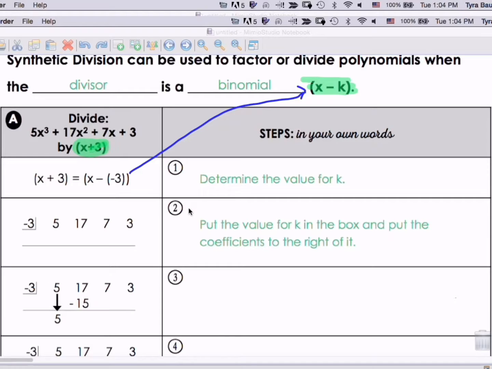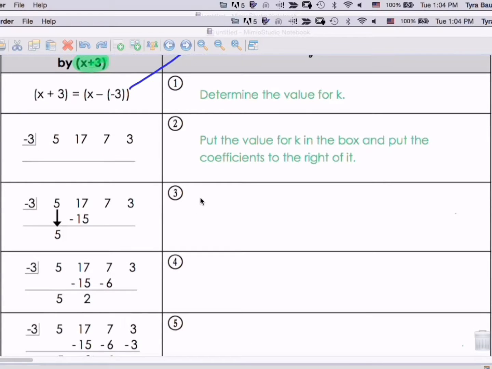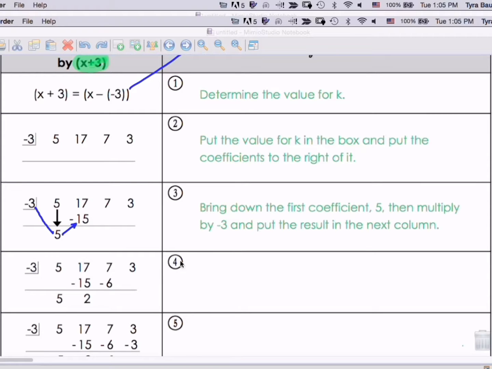Okay, step 3. Let me scroll down. It looks like we have this arrow and we brought down a 5, and then somehow we got negative 15. And my guess is we multiplied negative 3 by 5 to get negative 15. So we can say, bring down the first coefficient, 5, or whatever number is there, then multiply by negative 3, and put the result in the next column. Okay, so bring down the first number, multiply it by this number in the box, and then place it here in the next column.